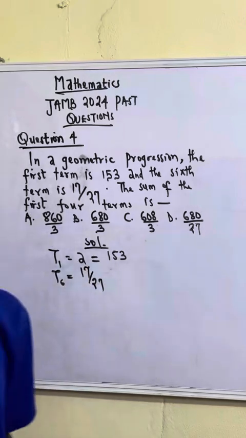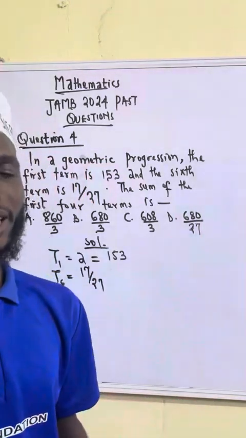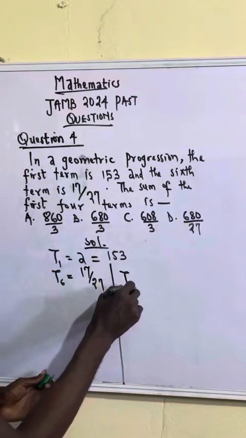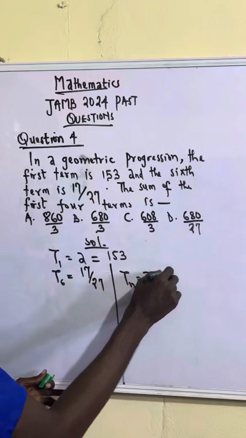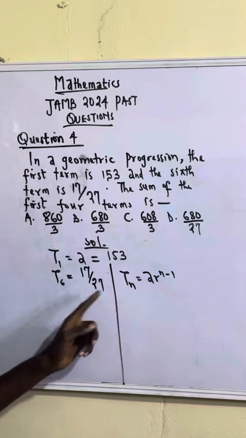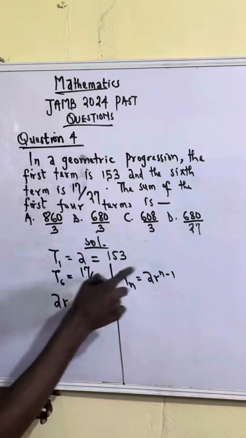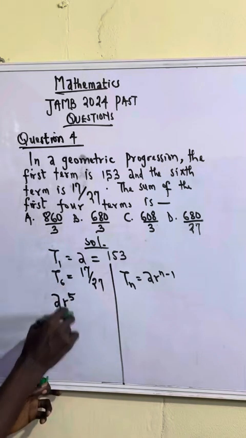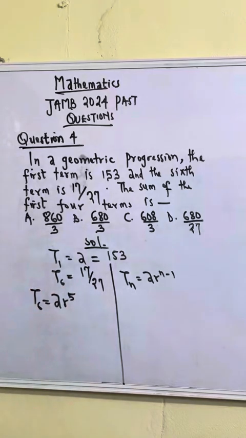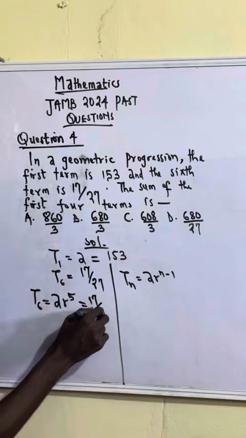One other thing, you need to remember your general term, or the nth term formula, for a geometric progression. That is T sub n equals A R raised to power n minus 1. So for the sixth term, if I put 6 in this formula, I get A R raised to the power of 6 minus 1, that will give me 5. So this is T sub 6, but they said T sub 6 is equal to 17 over 27.